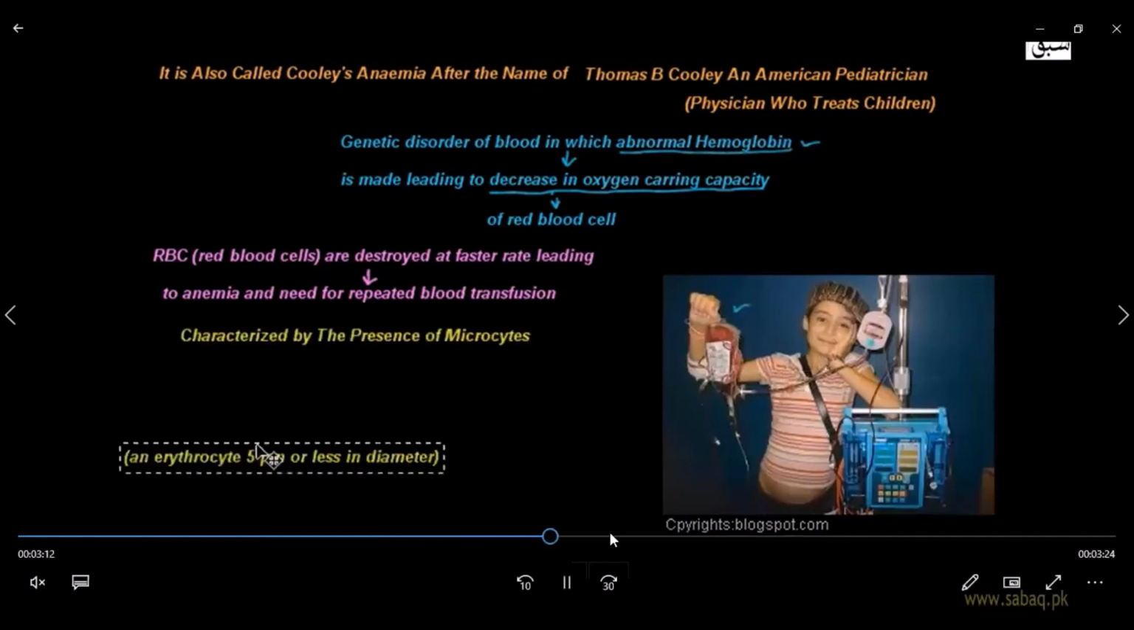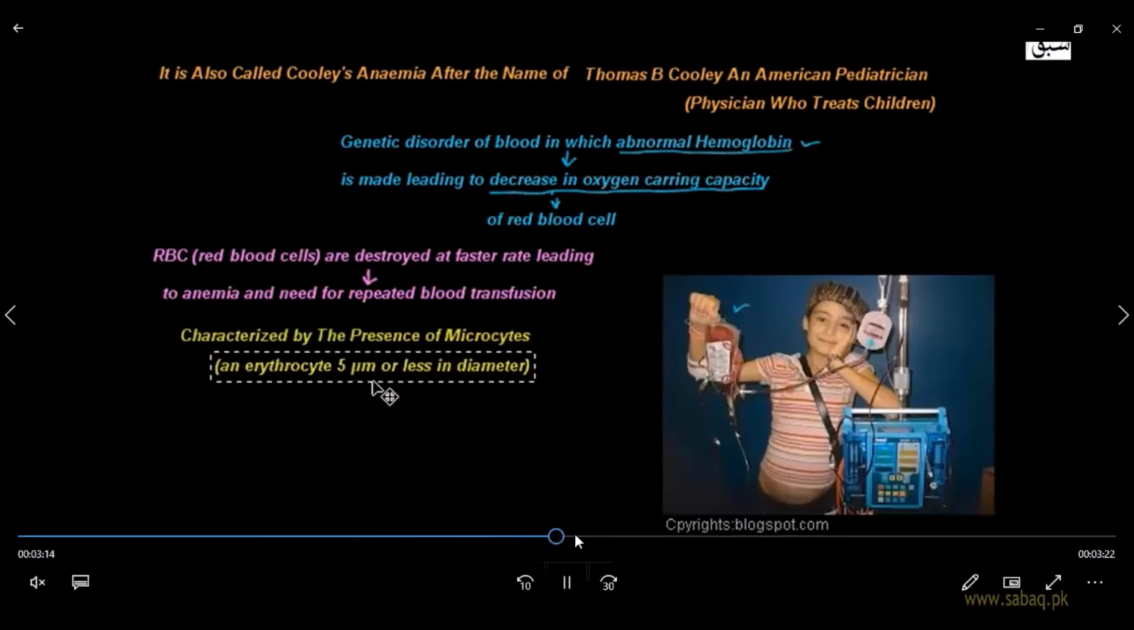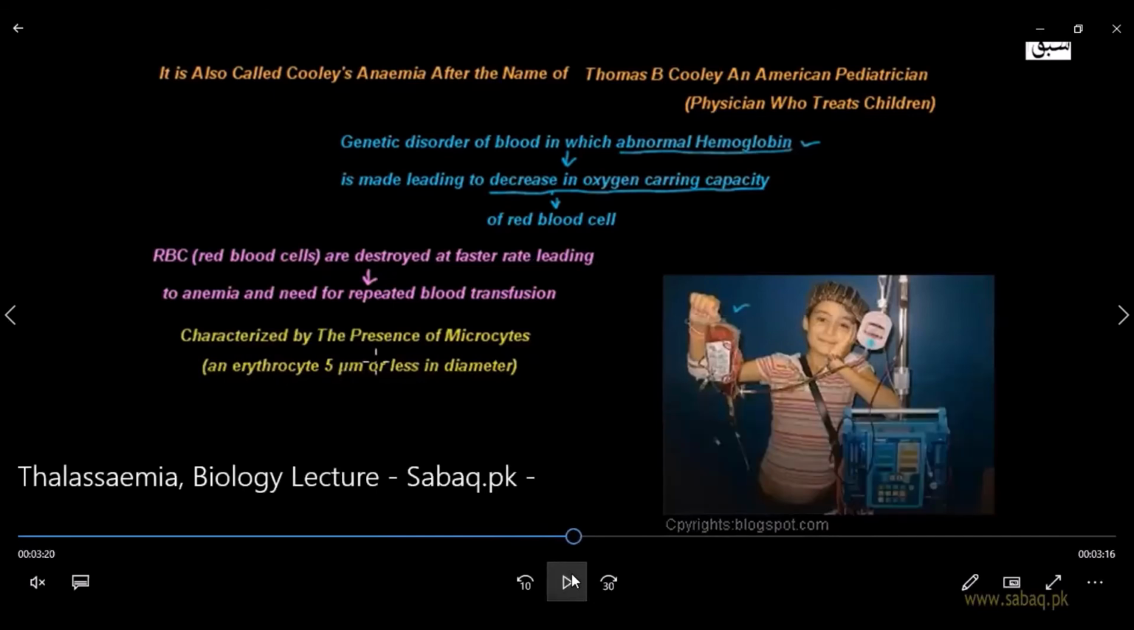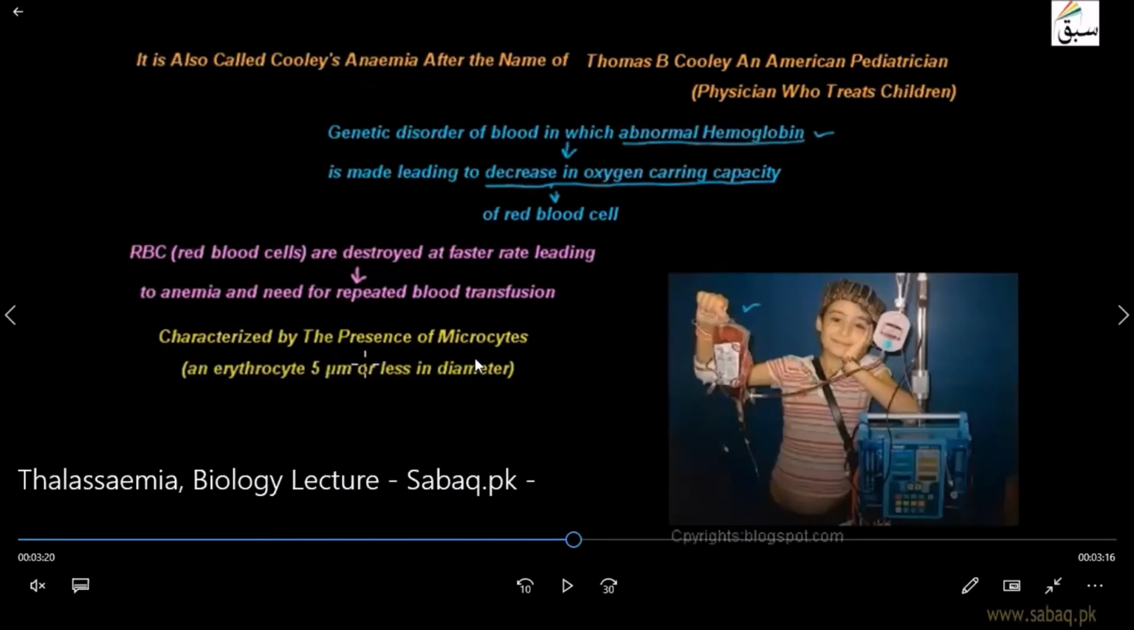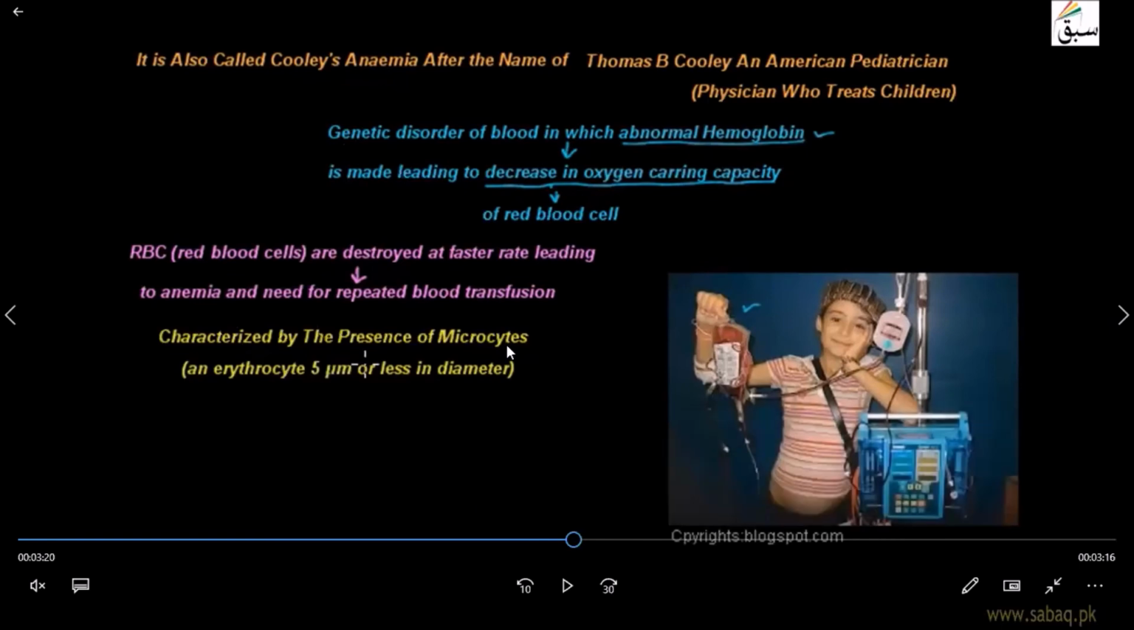Now, what are the characteristics that can tell you that a person is thalassemic? It can be characterized by the presence of microcytes. When you take a blood sample of such a patient, you'll see the presence of microcytes. What are microcytes? Micro means smaller, cytes means cells. Basically, when the erythrocytes, your red blood cells, are smaller than 5 micrometers in diameter, they are known as microcytes.